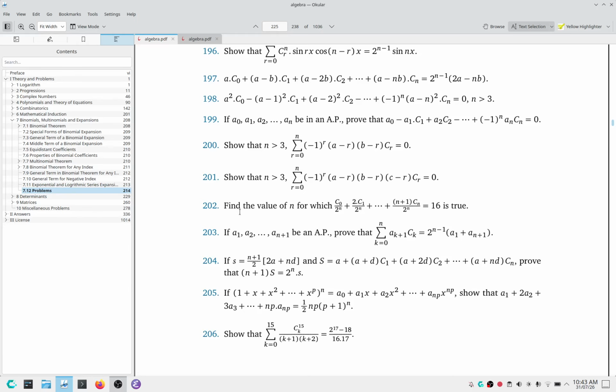Question 202 says that find the value of n for which C0 upon 2 to the power n plus 2 times C1 upon 2 to the power n plus so on up to plus n plus 1 Cn upon 2 to the power n is equal to 16 is true.